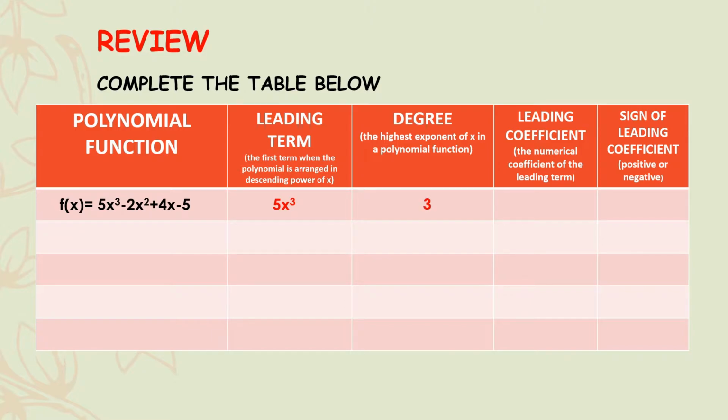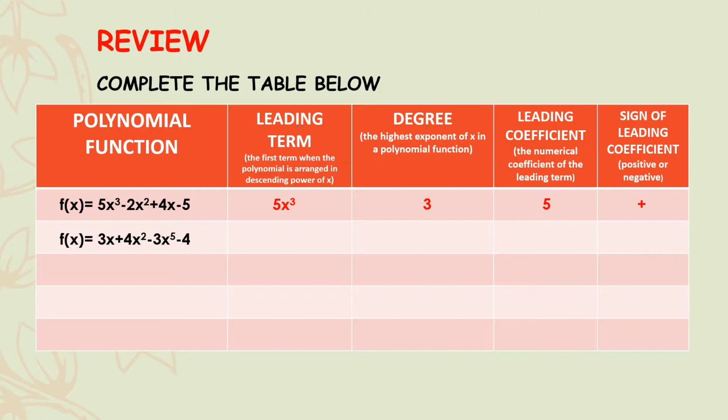Then the leading coefficient, which is the numerical coefficient of the leading term. Since the leading term is 5x cubed, the numerical coefficient is 5. Therefore, the leading coefficient is 5. Then the sign of the leading coefficient is either positive or negative. For this one, it is positive. So let's have another example.